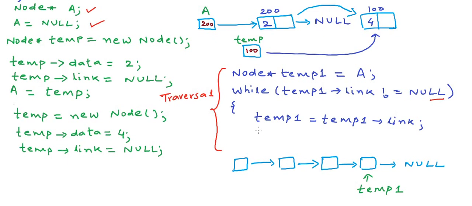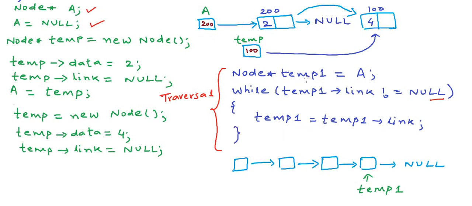If we want to print the elements in the list, we will write something like this, and we will write print temp.data inside this while loop. But right now we want to insert at the end of the list, and we are only traversing the list to reach the last node.